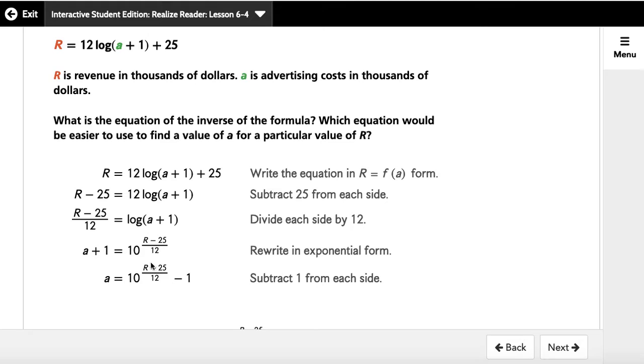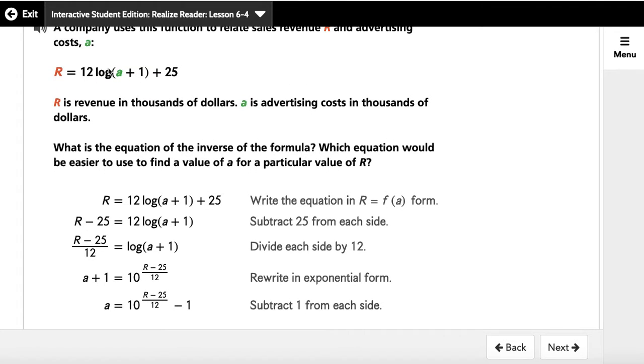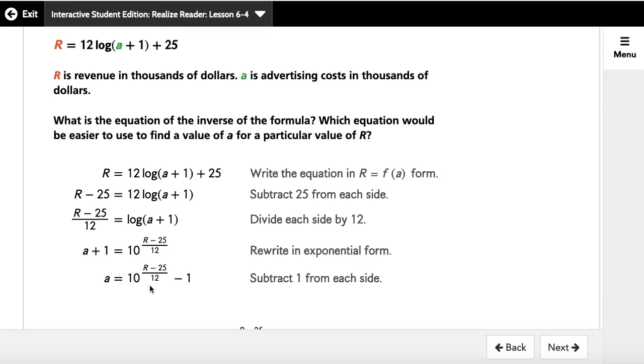If you're given R, you can just plug it in here and solve for A. If you're given the revenue, you can find out the advertising cost. That would be easier to do than if they gave you R up here. That'd be tough to find A. So that's the benefit of rewriting a formula: if they're going to give you a bunch of values that you don't have it solved for, rewrite the equation and then it will be easier.